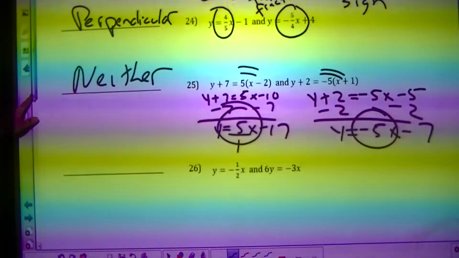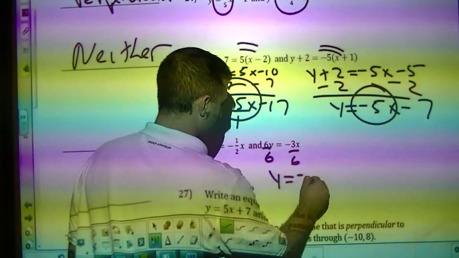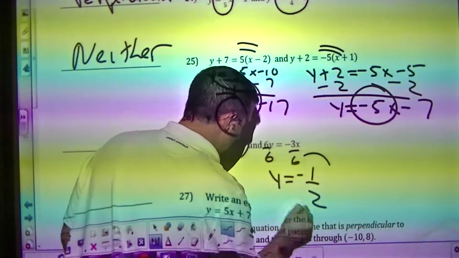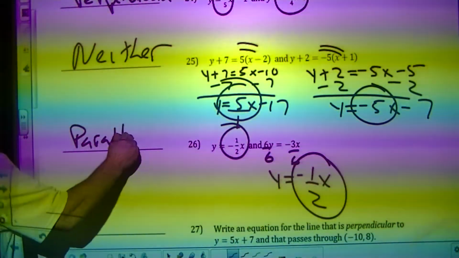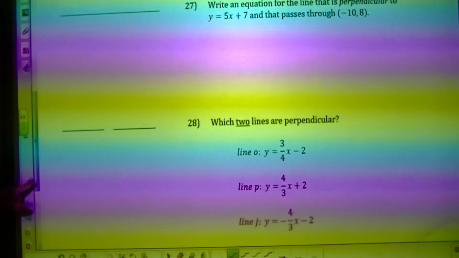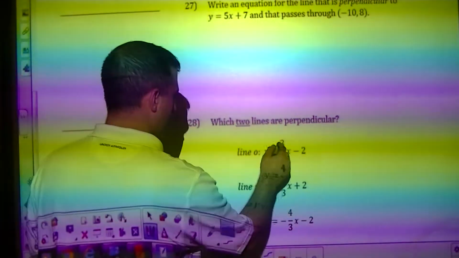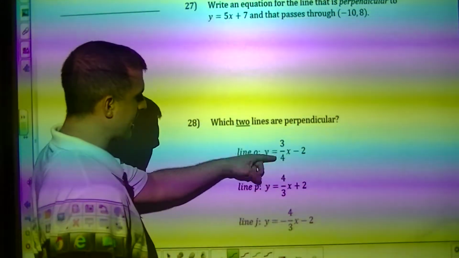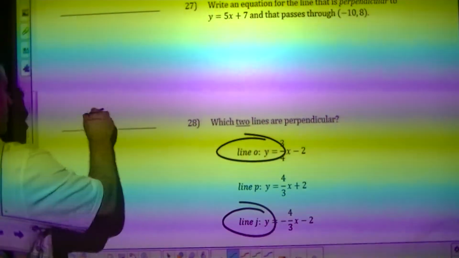Okay? This one right here, I would have to divide this by 6. Okay? Now if I look at that and that, they're exactly the same. So this is parallel. Okay? Moving on, last three. Let's do this one first here. Okay, which two lines are perpendicular? Okay, 3/4. If I flip that over, it would be negative 4/3. So that's obviously these two, O and J.